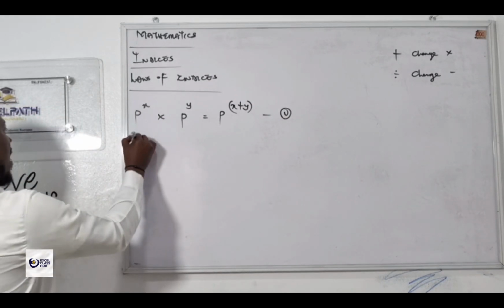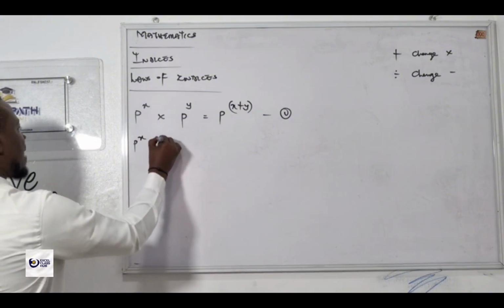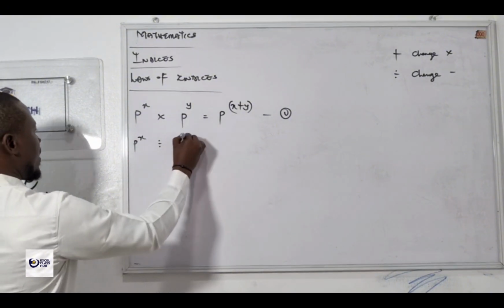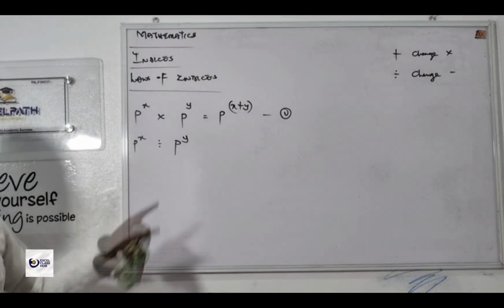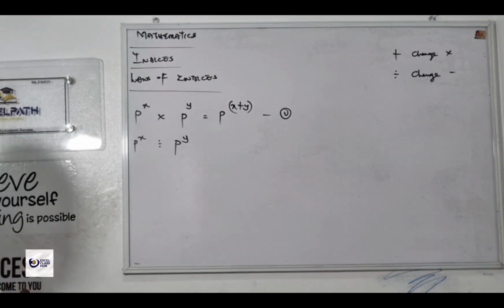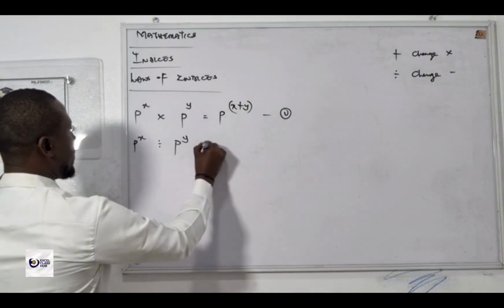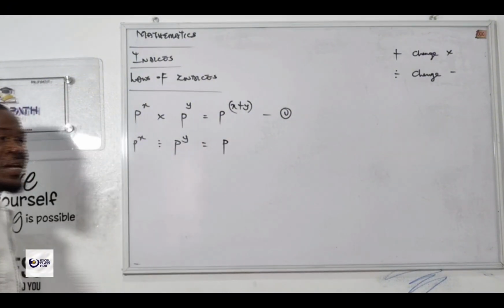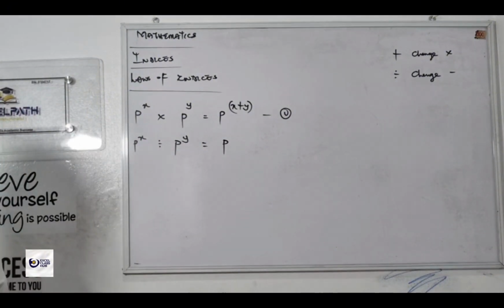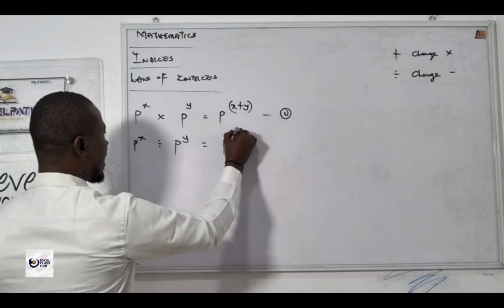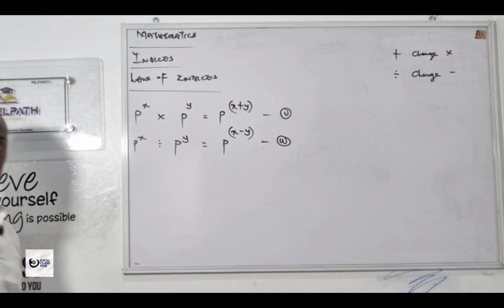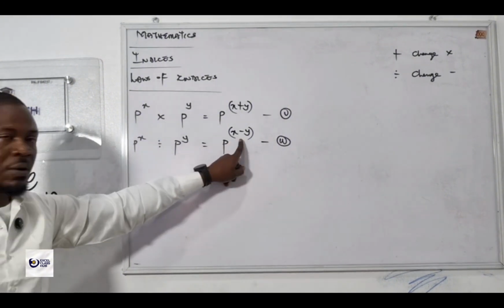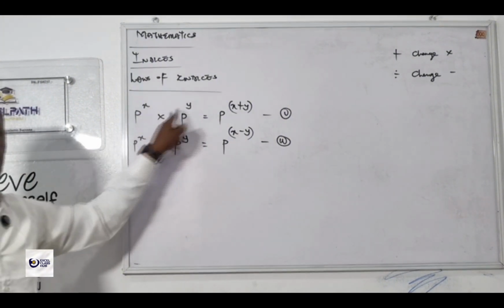Law 2 says, if I have p raised to the power of x divided by p raised to the power of y, the bases are still the same, p and p. You pick only one base, which is p. And remember that divide changes to minus, which will be x minus y. That is law 2. Divide changes to minus, multiplication changes to addition.